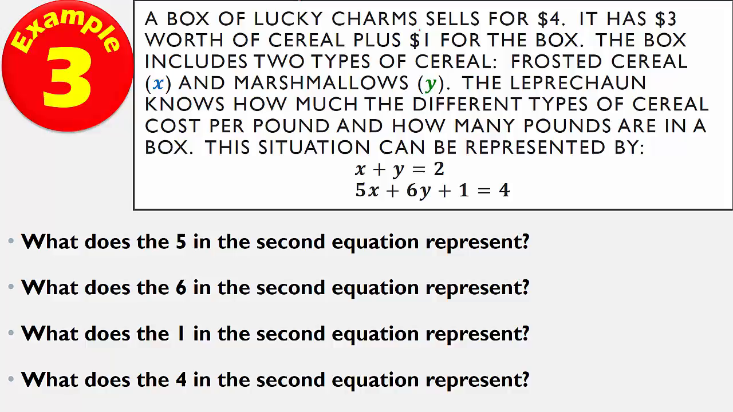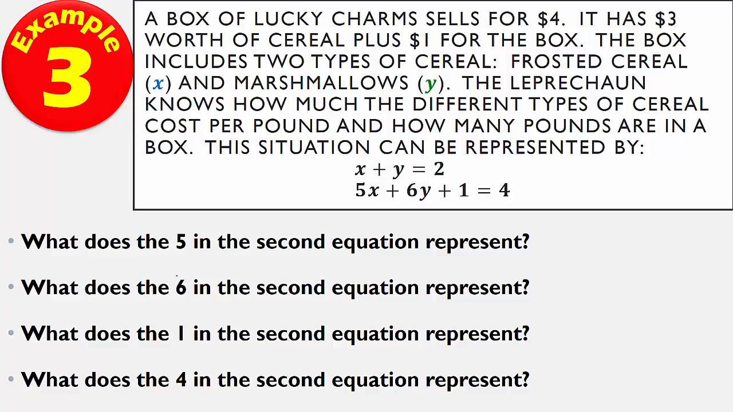All right, last example, and this looks like a lot more than it is. So we have a box of Lucky Charms that sells for $4. It has $3 worth of cereal plus $1 for the box. The box includes 2 types of cereal, the frosted cereal, which we're going to call X, and the marshmallows, which we'll call Y. The leprechaun knows how much the different types of cereal cost per pound and how many pounds are in the box. So this situation can be represented by X plus Y equals 2, and then 5X plus 6Y plus 1 equals 4.